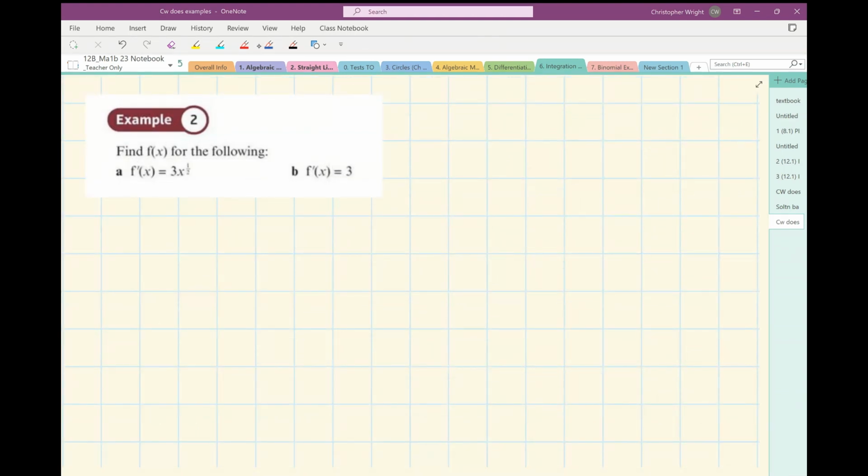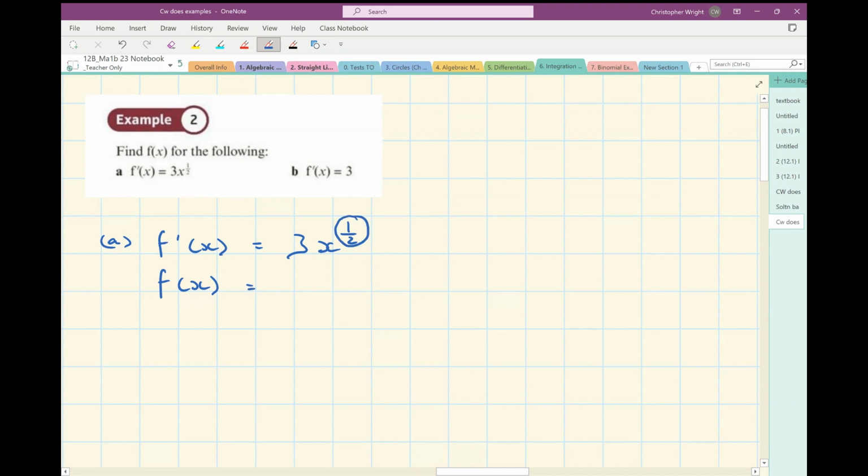Example 2. Part A here, I've got f dash of x given as 3 times x to the power of a half. So I'm going to integrate that to give me f of x. Right. Add 1 to the old power. So the new power is going to be 3 over 2. Divide the new power into the coefficient and give x to the new power. And don't forget your constant term. So that will simplify now to 2x to the power of 3 over 2 plus your constant term.